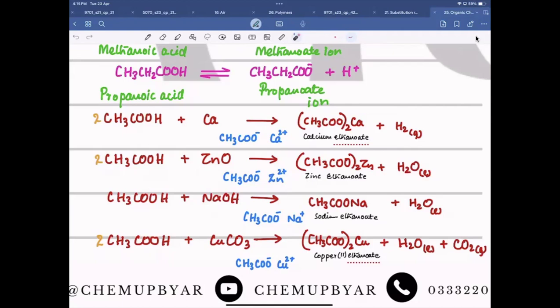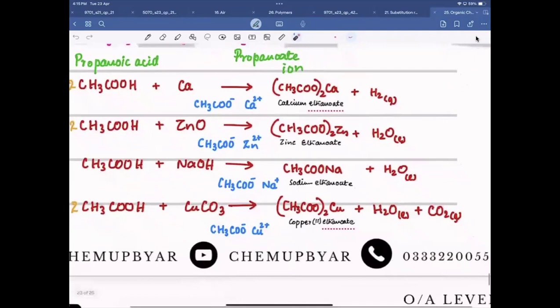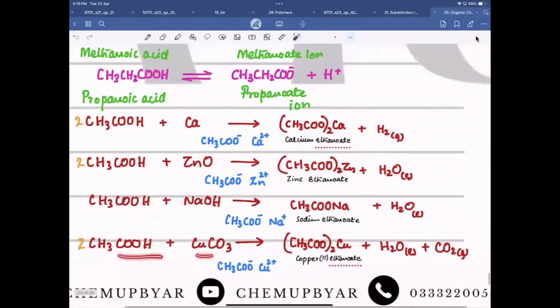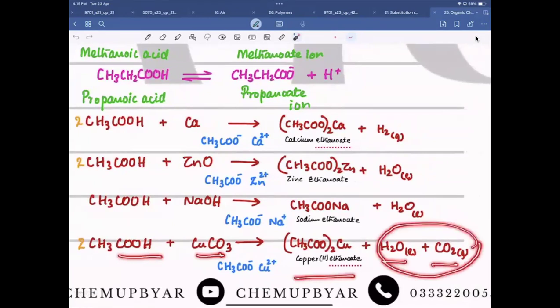Now, last one, acid is reacting with the copper carbonate. So see, this reaction is between acid and a metal carbonate. So we know when acid and a metal carbonate react, we get salt, water, and carbon dioxide. So we will write first water and carbon dioxide.